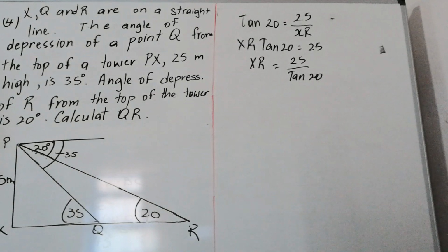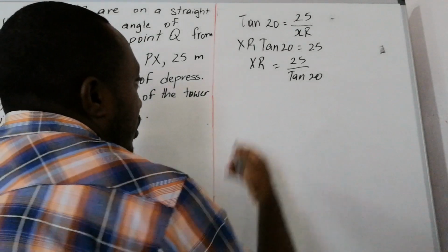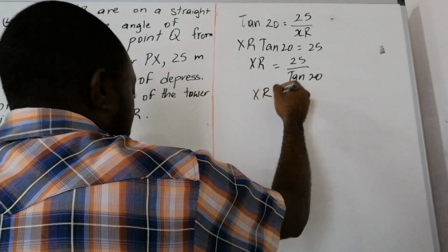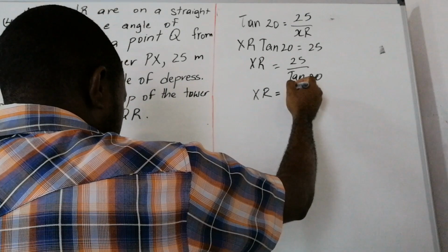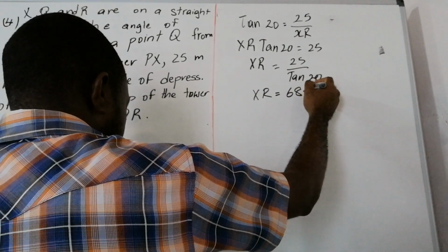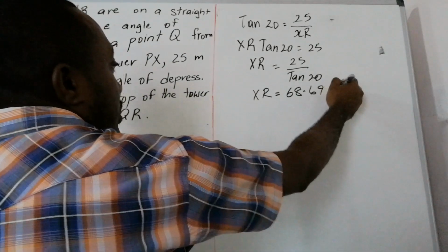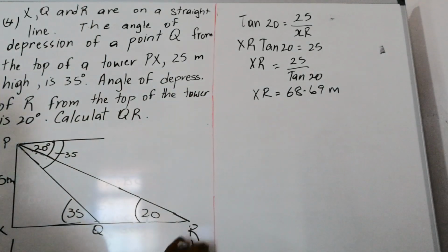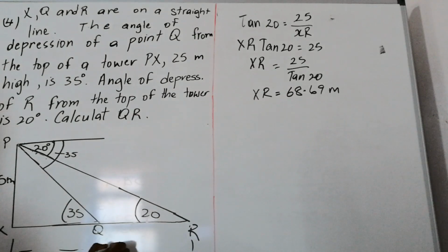So here we have 25 divided by tan 20, which will give us XR, approximately 68.69 meters. So the length from X to R will be 68.69 meters. All right?